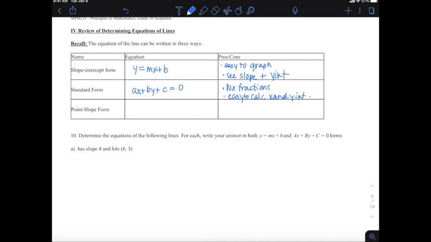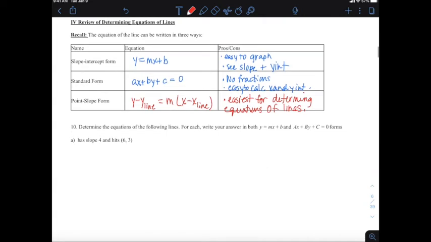Okay, now I really want to spend a bit of time on point-slope form. y minus y1 equals m times x minus x1, because I think these are easiest for determining equations of lines. So I'm going to use it throughout this lesson, and hopefully by the end of it you will come to like it as much as I do.